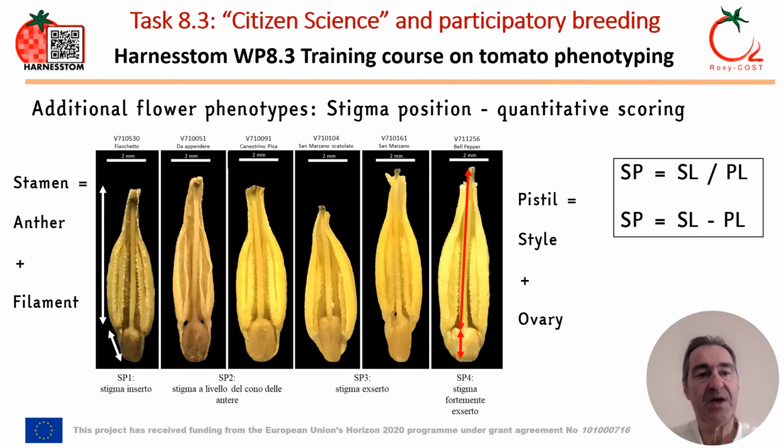You can also detect this trait in a quantitative estimation by dissecting flowers as you see in the photos. Then single elements of the stamens, the filament and the anther, and of the pistil, ovary and style and stigma can be measured digitally or manually. And then stigma position can be expressed as the ratio or as the difference between stamen and pistil length.